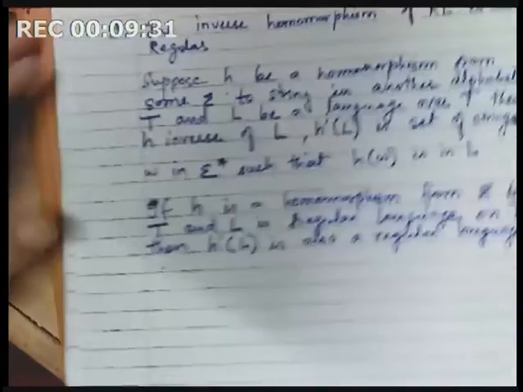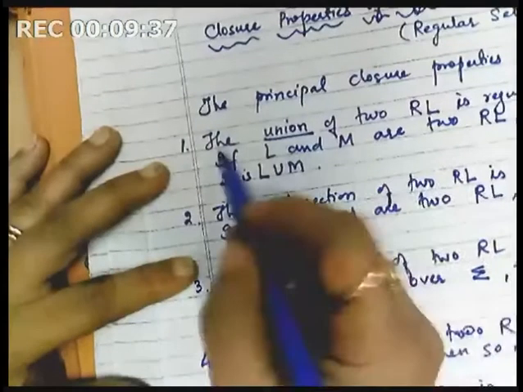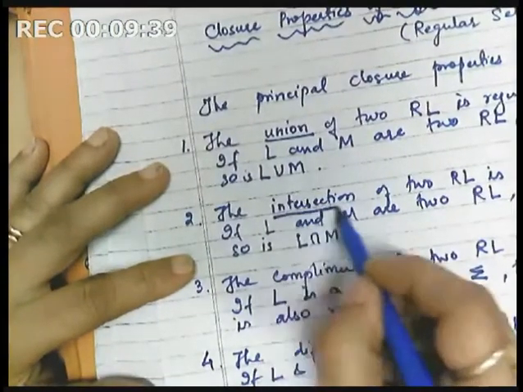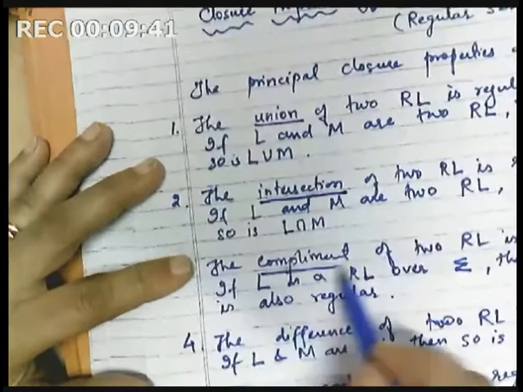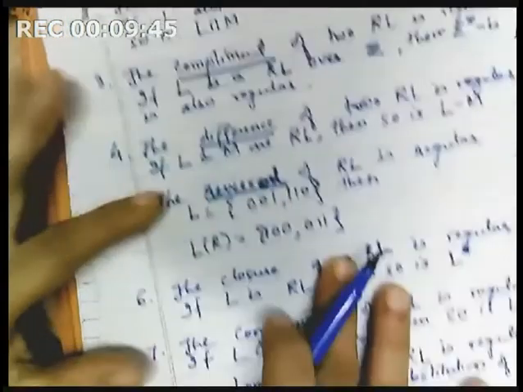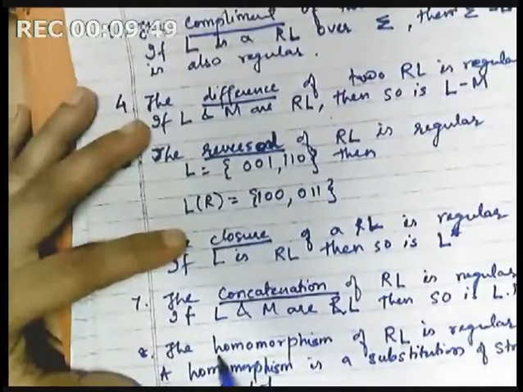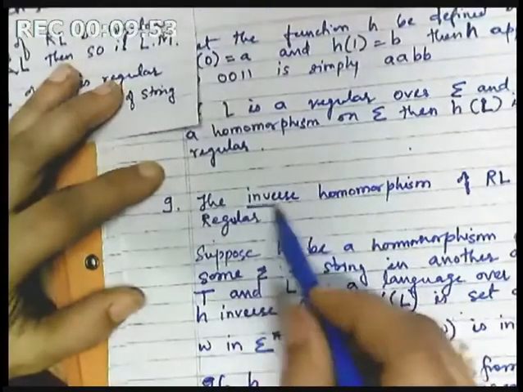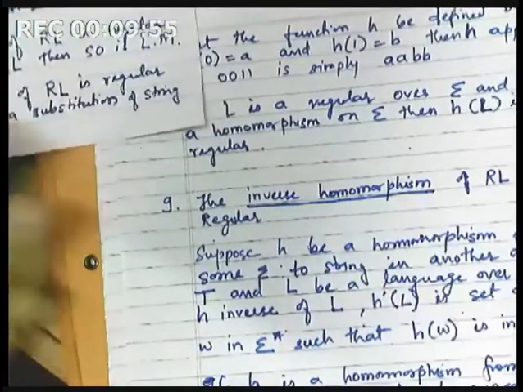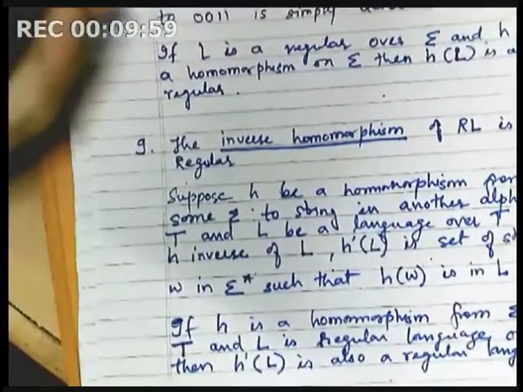What are the different closure properties? The regular languages are closed under union, intersection, complement, difference, reversal, then closure, then concatenation, then homomorphism, and finally it is also closed under inverse homomorphism. I hope you have understood it.